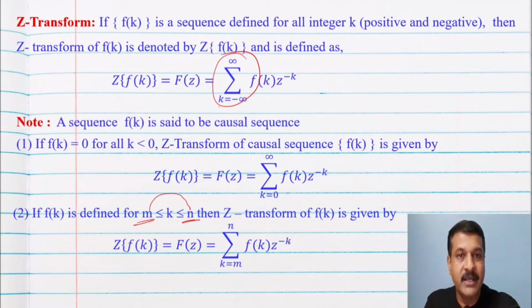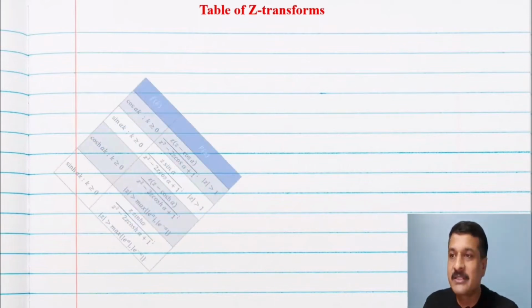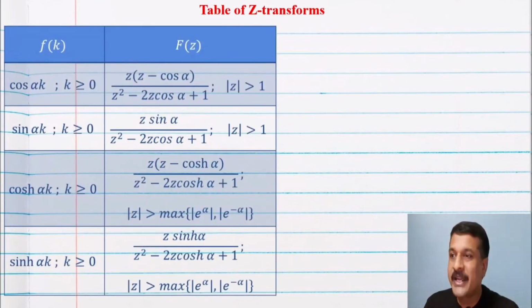So you remember, whatever the values of k defined, the summation of f of k into z raised to minus k is nothing but the z transform of f of k. Students, I suggest that if you want to solve the examples on the z transform, you must remember this table as it is. How to get this? Definitely, when we start the examples, at that time we will see how to find the z transform of these standard sequences.